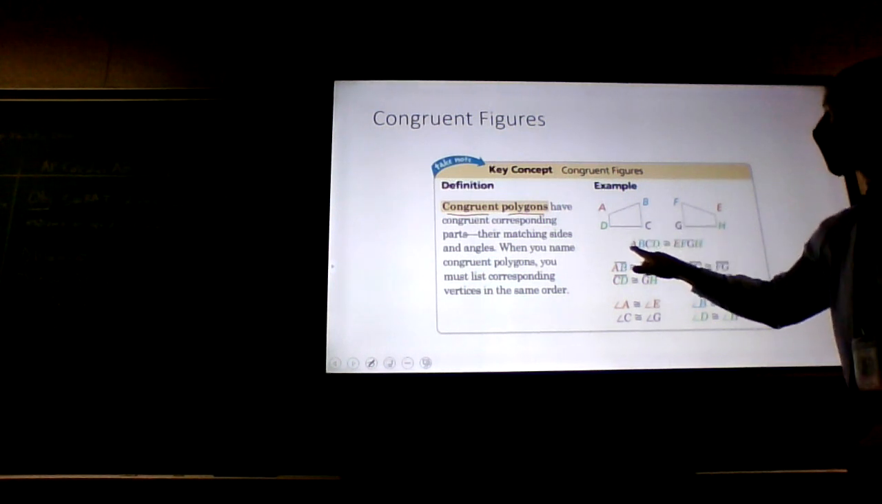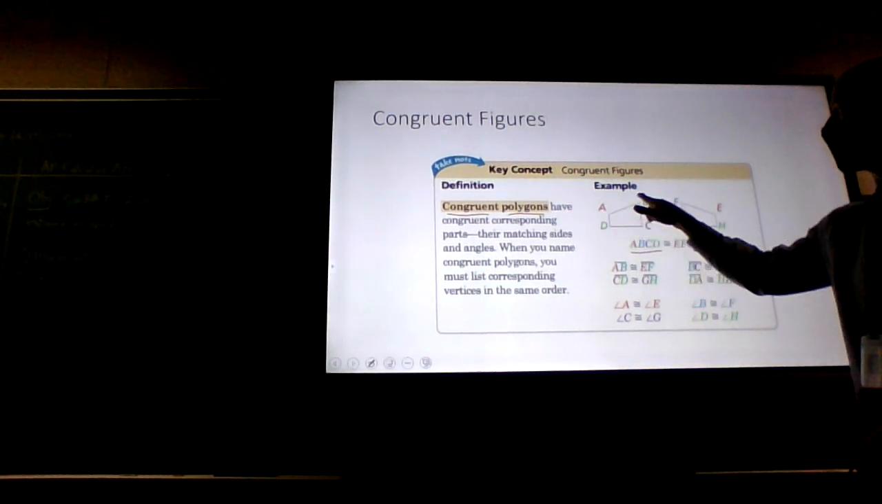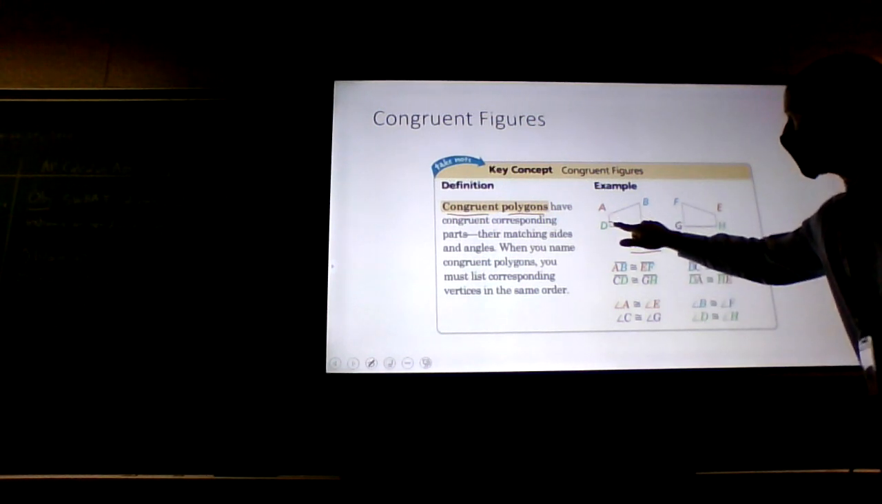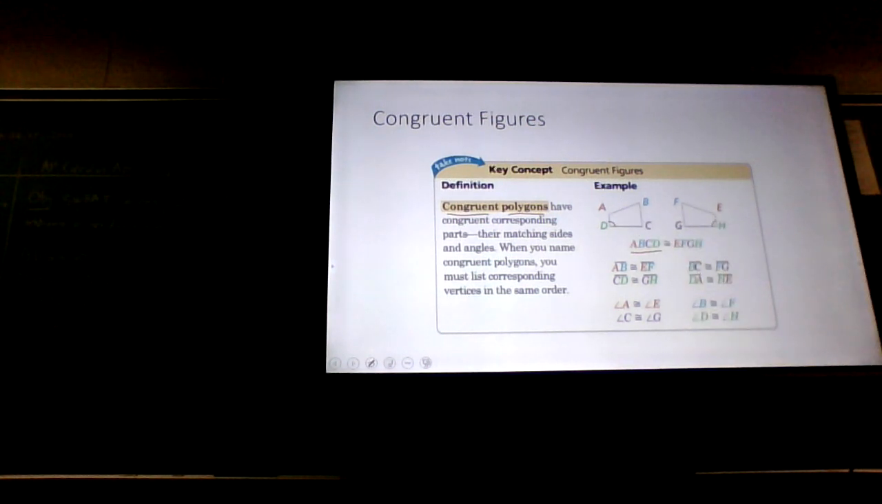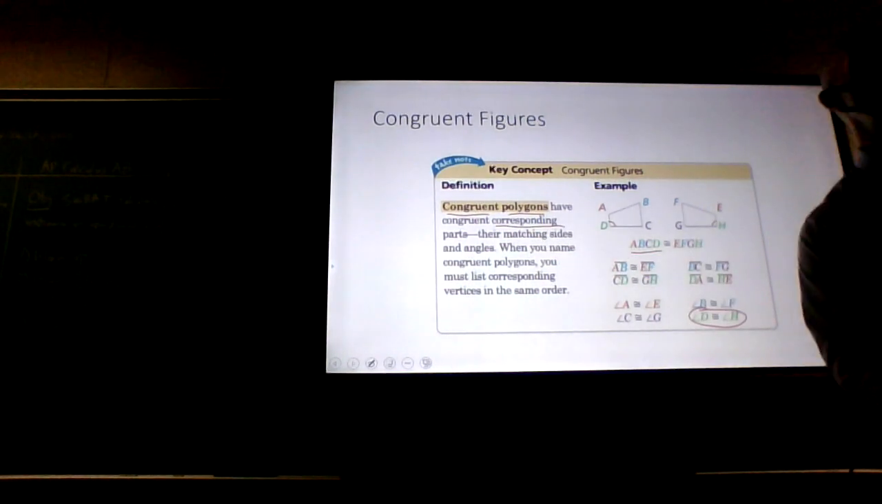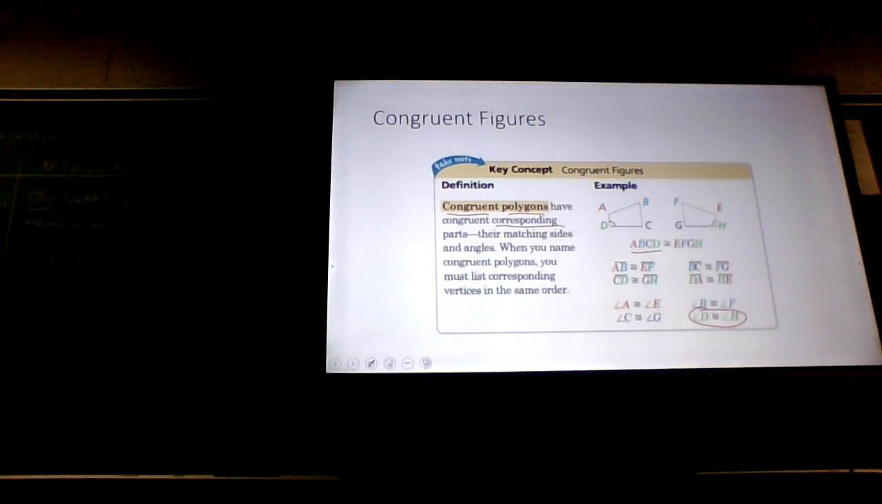So, for example, you see this polygon over here. This is A, B, C, D. And the polygon over here, this is E, F, G, H. I am telling you that angle D has to be congruent to what? Angle H. Angle D, right here, has to be congruent to angle H. Has to be. You know why it has to be that one? Because that's the corresponding part. If you look at it, this green angle and that green angle.